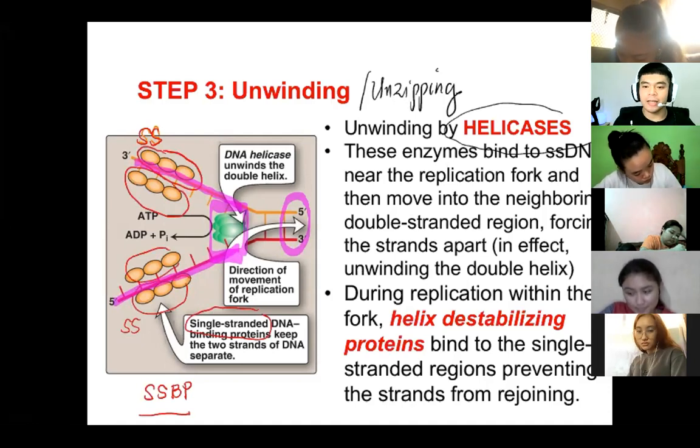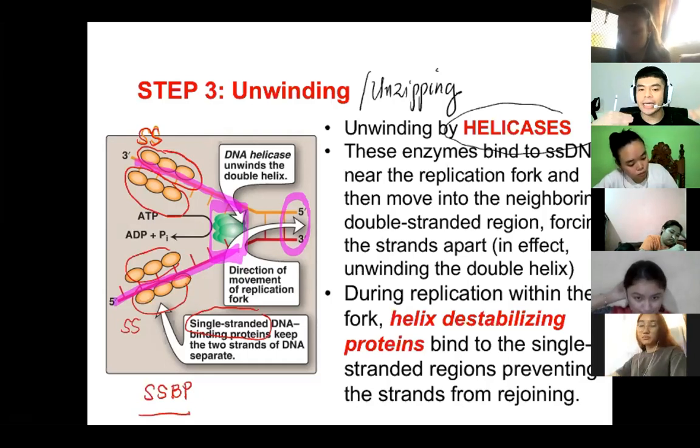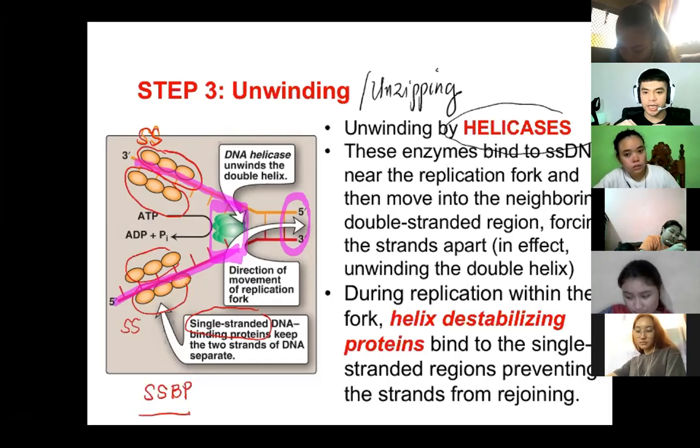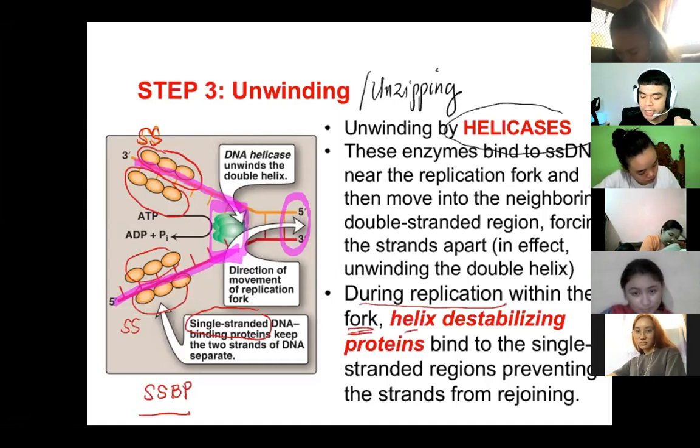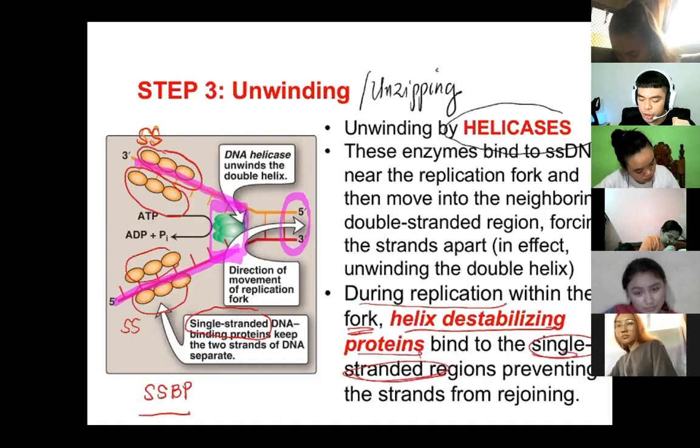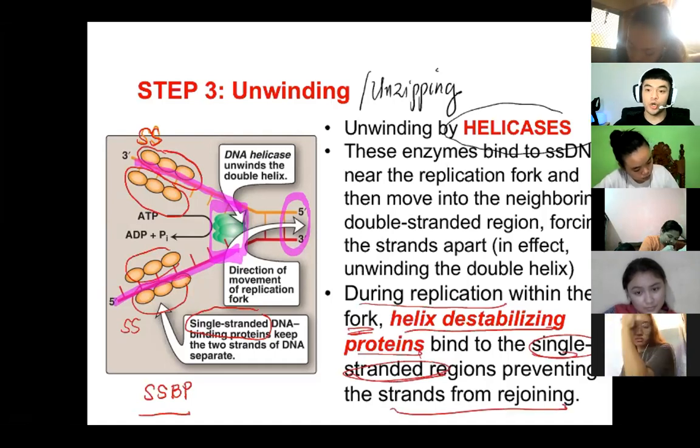Ang single-stranded binding proteins, they are responsible in keeping the single-stranded DNA na ready for replication. Hindi sila hahayaang bumalik ulit sa double strand kasi mawawalan din ng sense yung ginagawa ng helicase. Okay? Kaya nakalagay nga dyan, during replication within the fork, helix destabilizing proteins bind to single-stranded DNA regions preventing rejoining. Okay? That prevent rejoining.